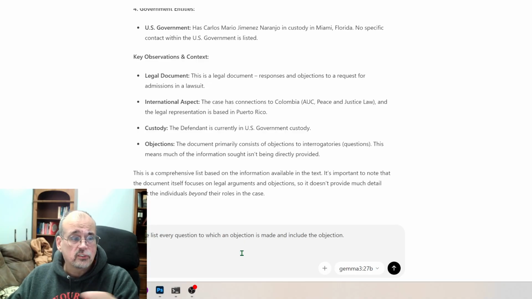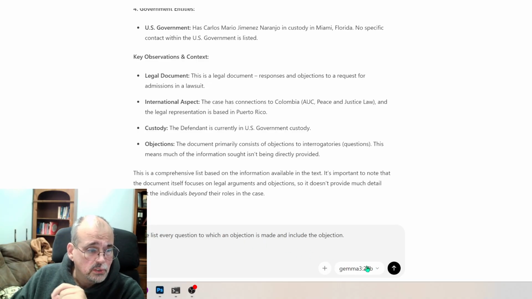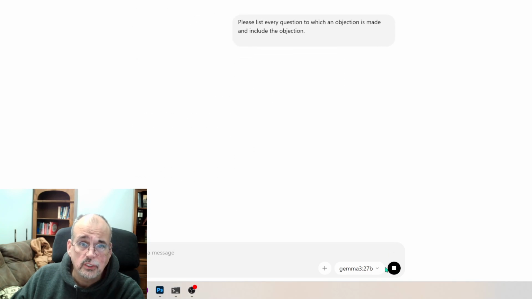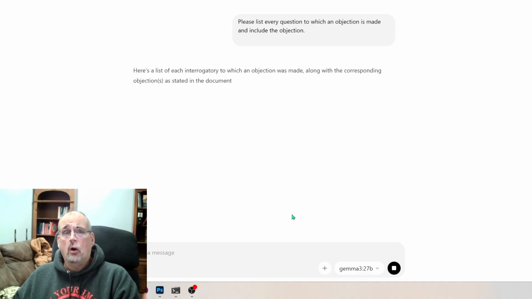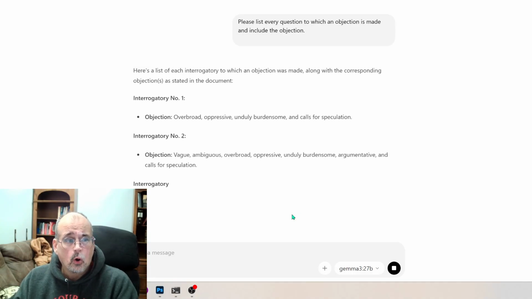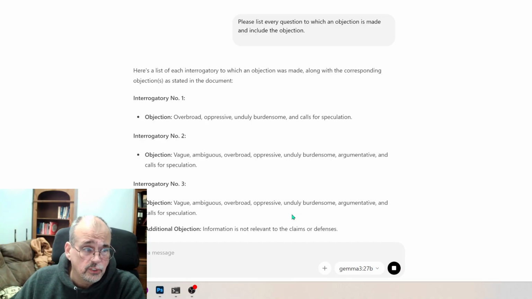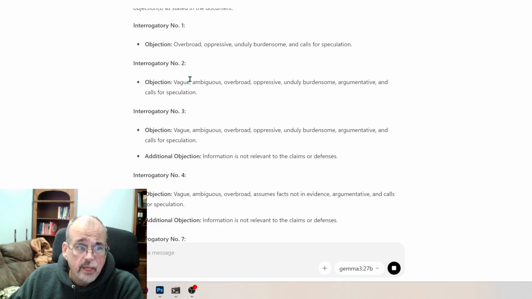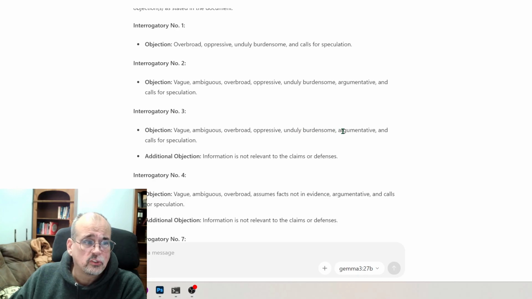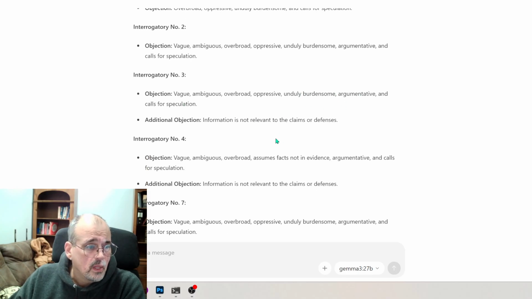But this next clause, please list every question to which an objection is made and include the objection. That's going to save me a ton of time. Well, my paralegal a ton of time, and Erin will be very thankful. Now it's going through and it's going to pull out all the questions. Interrogatory number 1, overbroad, oppressive, unduly burdensome, and calls for speculation. Interrogatory number 2, vague, ambiguous, overbroad, oppressive, unduly burdensome, argumentative, calls for speculation. Interrogatory number 3, vague, ambiguous, overbroad, oppressive, unduly burdensome, argumentative, calls for speculation.